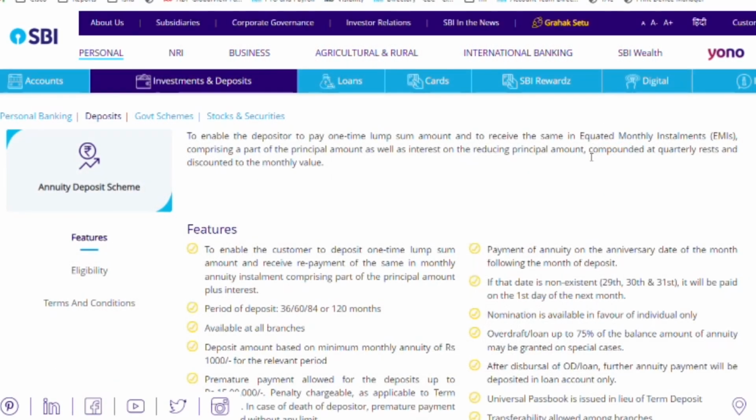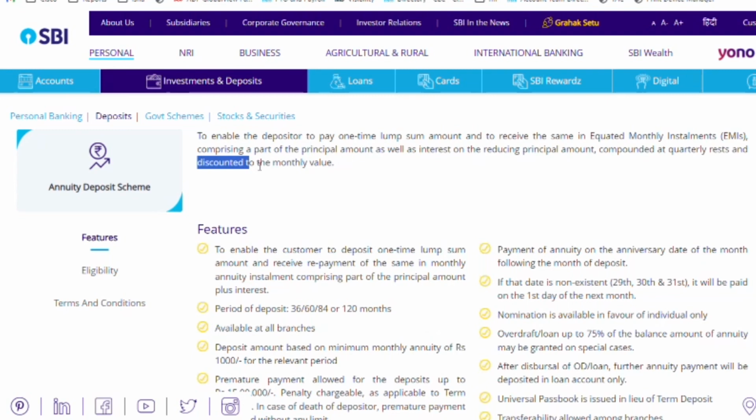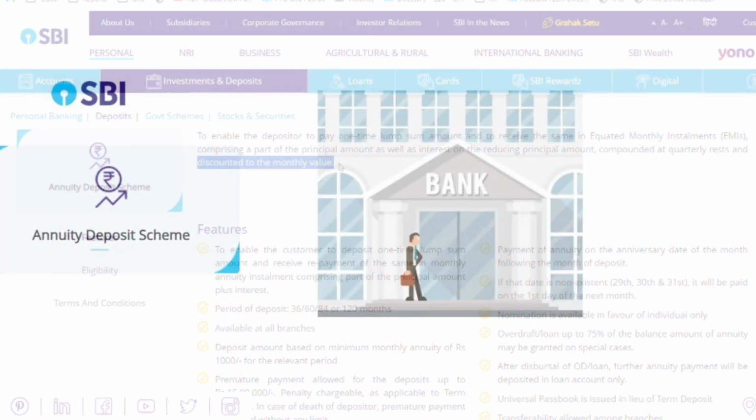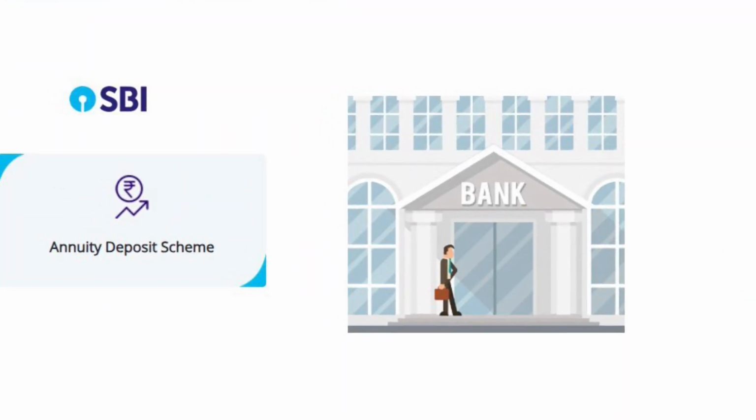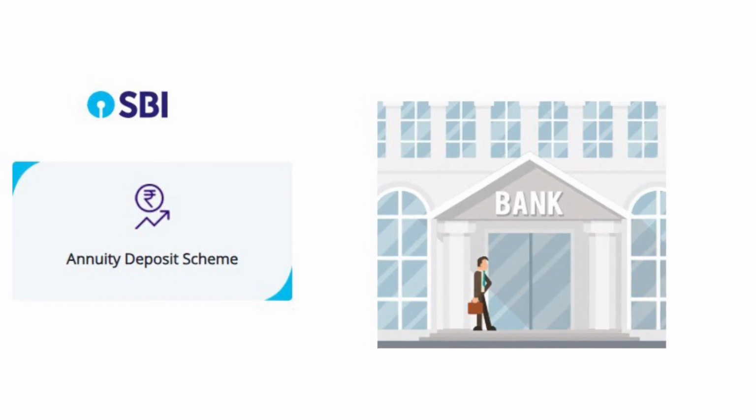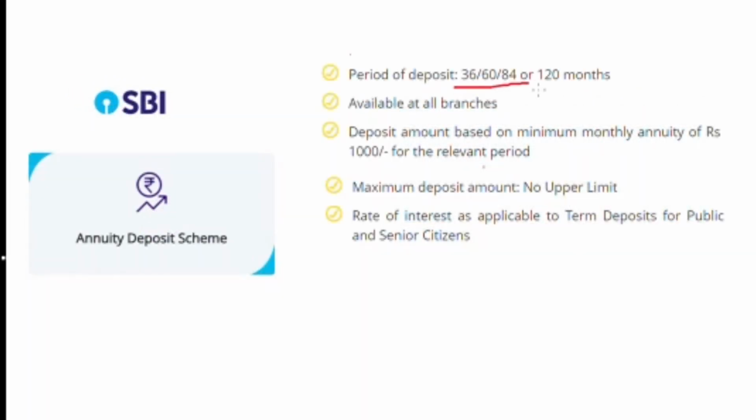The interest is compounded quarterly and is discounted on the monthly payment made to you. The interest is applied on the reducing part of the principal outstanding. You can receive the monthly payment, called the annuity installment, for a period of 3 years, 5 years, 7 years or 10 years. The amount paid will vary based on the tenure you choose. You can walk into any SBI branch to invest in the scheme. The minimum amount you can deposit is ₹1,000 and for the maximum there is no limit.